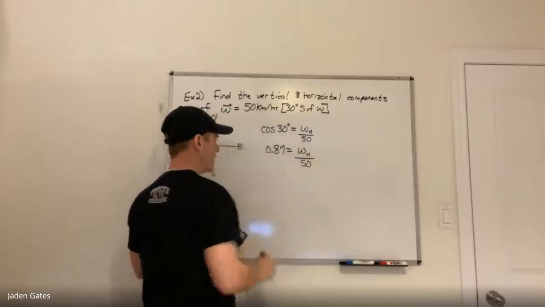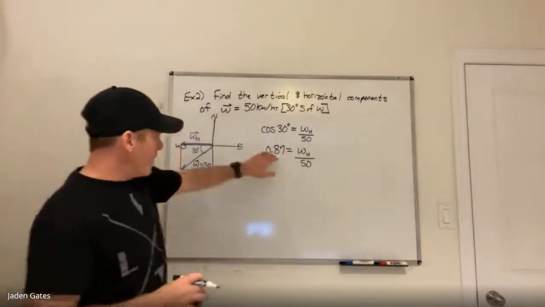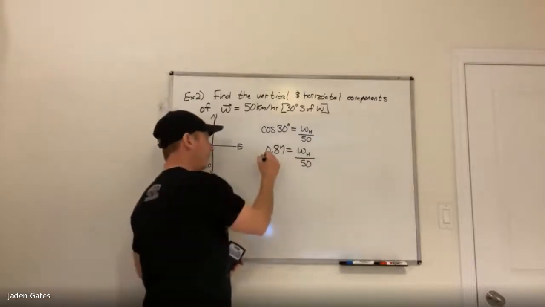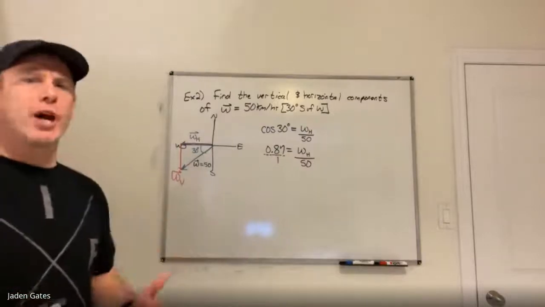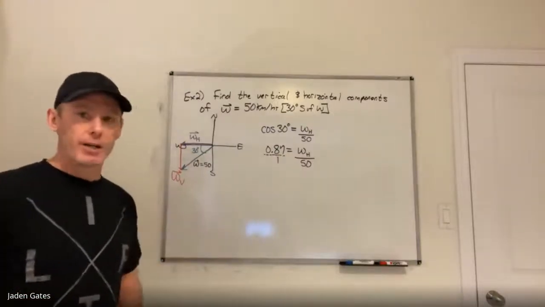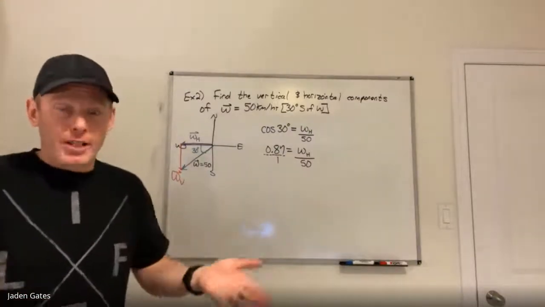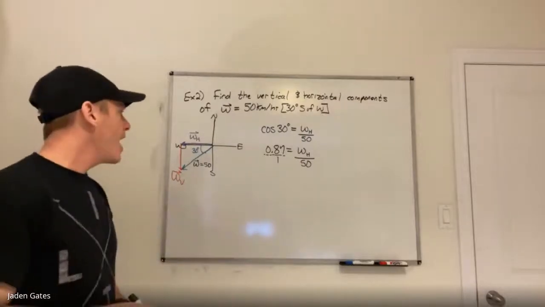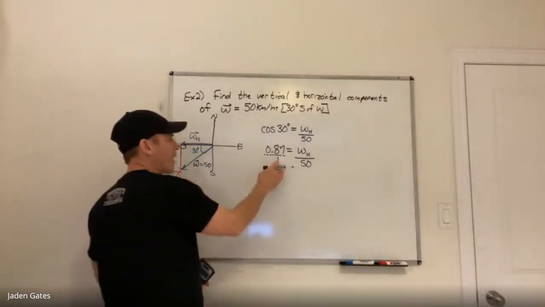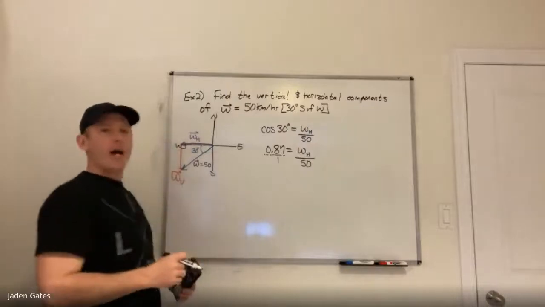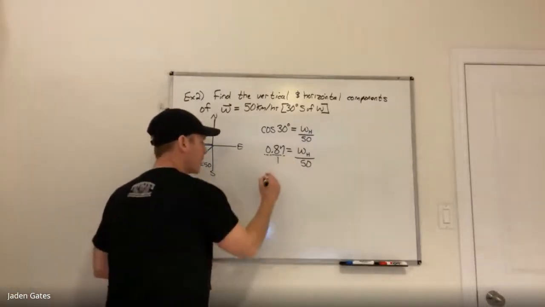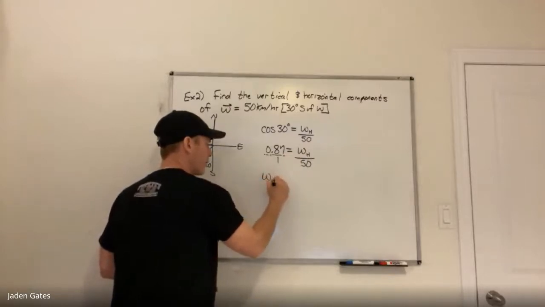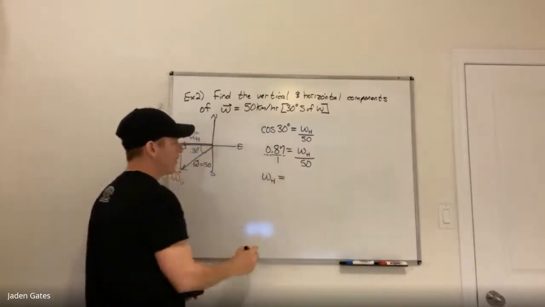Now, when I always have a number equaling a fraction, this is something I do. I create a fraction equaling a fraction. You can do that by just dividing any number by 1, because any number or any symbol divided by 1 is just itself. I do that because when I have a fraction equaling a fraction, I can cross multiply and all the fractions disappear. So I have 1 times WH is equal to 0.87 times 50.